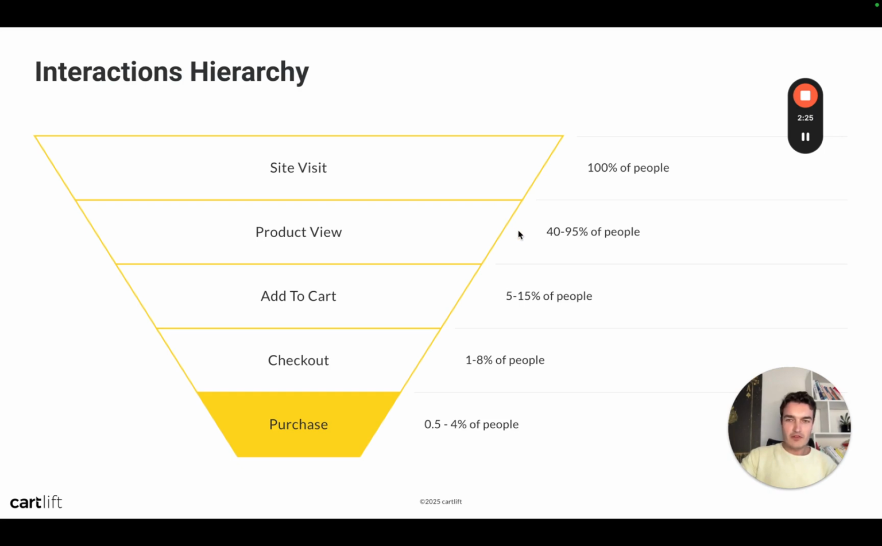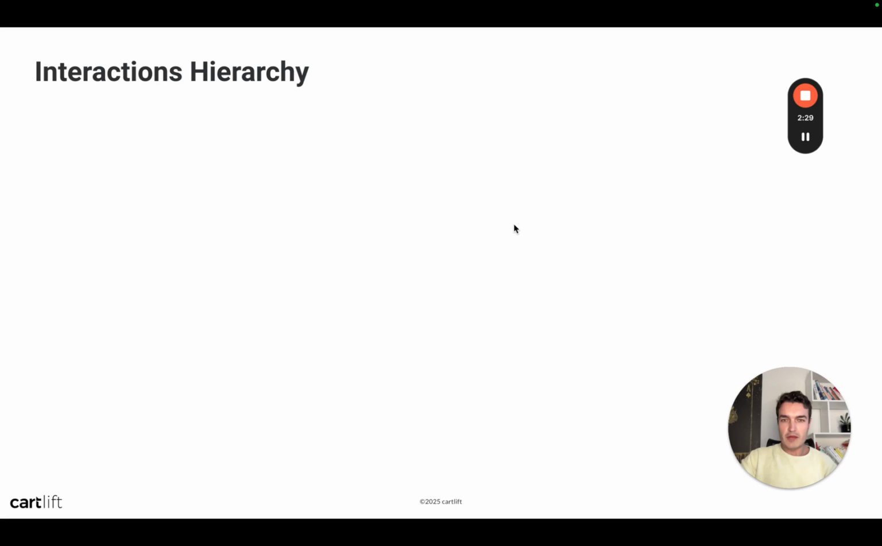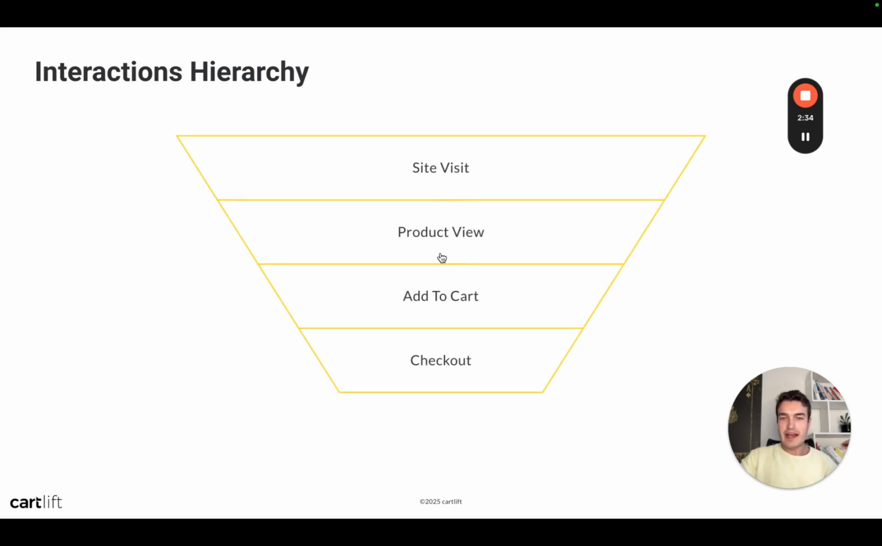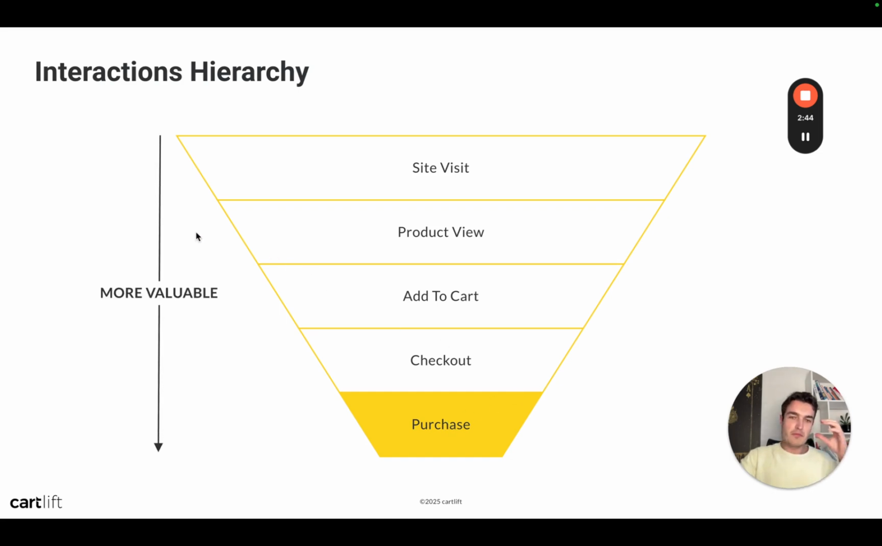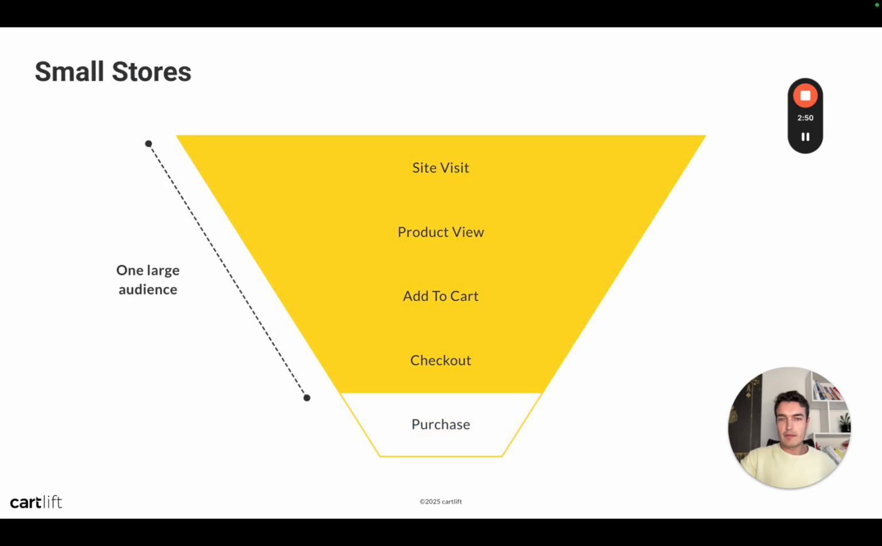Now, this interactions hierarchy is extremely important when you want to do proper retargeting, and here's why. Purchase is your final step, your final goal, after which, in the classical sense of retargeting, you don't want to work with that person anymore. Every step becomes more valuable than the previous one, because people are closer to the final step, the purchase.